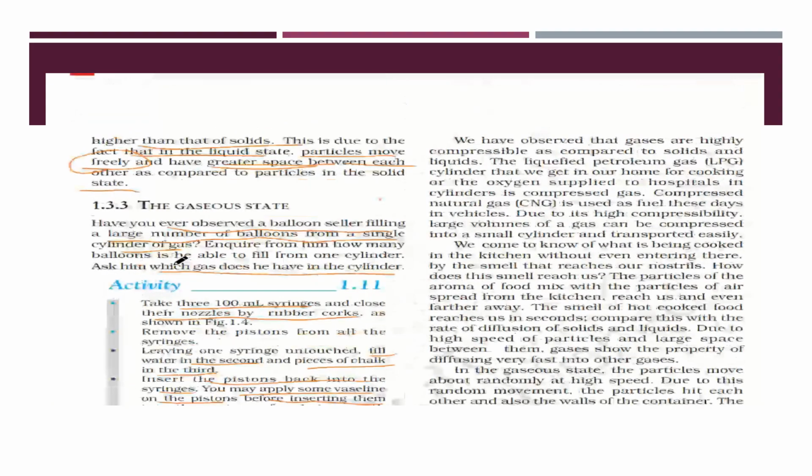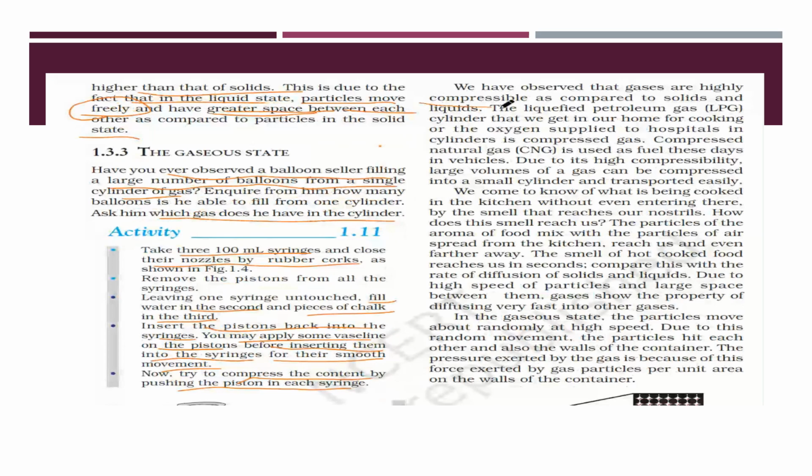Let us see what the inference is. You just think. We have observed that gases are highly compressible as compared to solids and liquids. The liquefied petroleum gas or LPG, which we use daily for cooking in our home, or oxygen supplied to hospitals in cylinders, are all compressed gas. Compressed natural gas is used as fuel for vehicles. Due to high compressibility, large volumes of a gas can be compressed into small cylinders, and we can say that they can be transported easily.